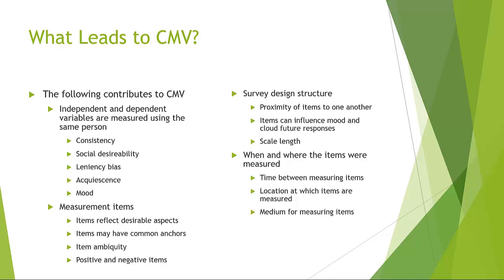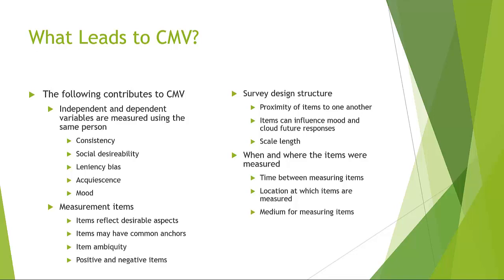There's also measurement items that can influence common method bias. And that's because those items themselves might convey there's something desirable about them that should result in respondents responding in a certain way. They can also include common anchors, which don't really result in respondents thinking about those items as deeply as they might if they were different scale anchors. So anchors being something like strongly disagree to strongly agree, or like, dislike, etc.